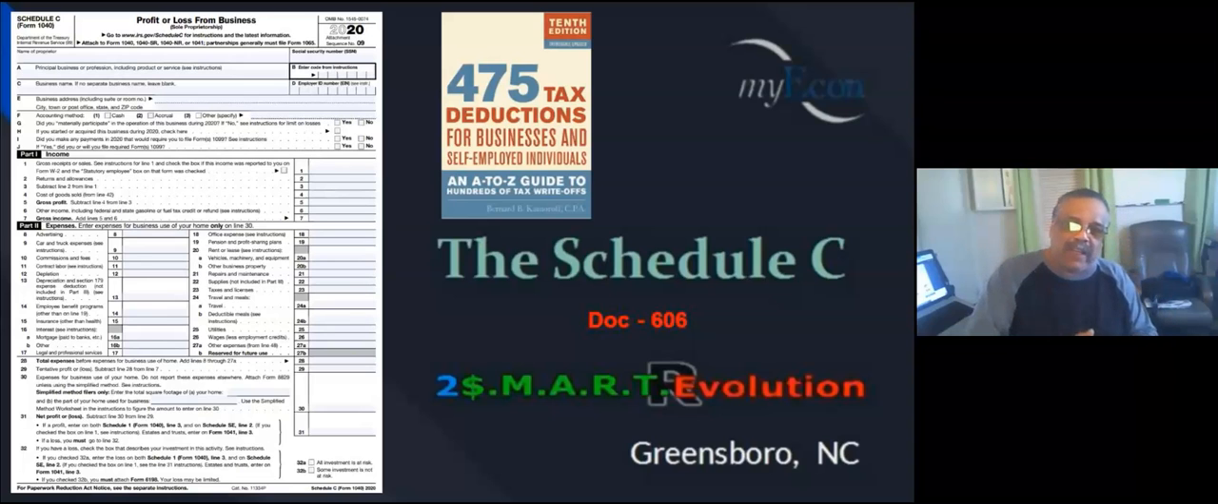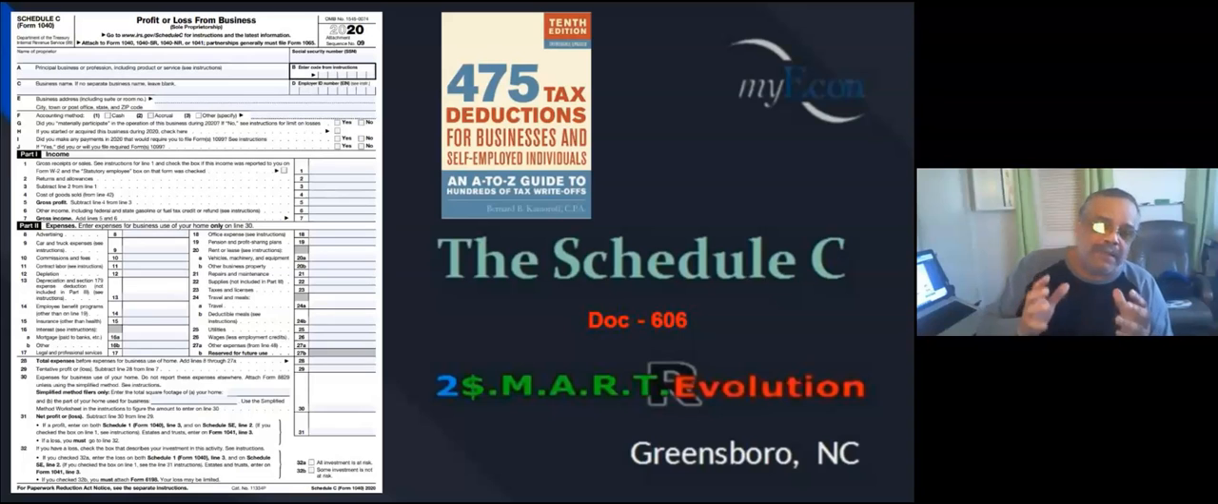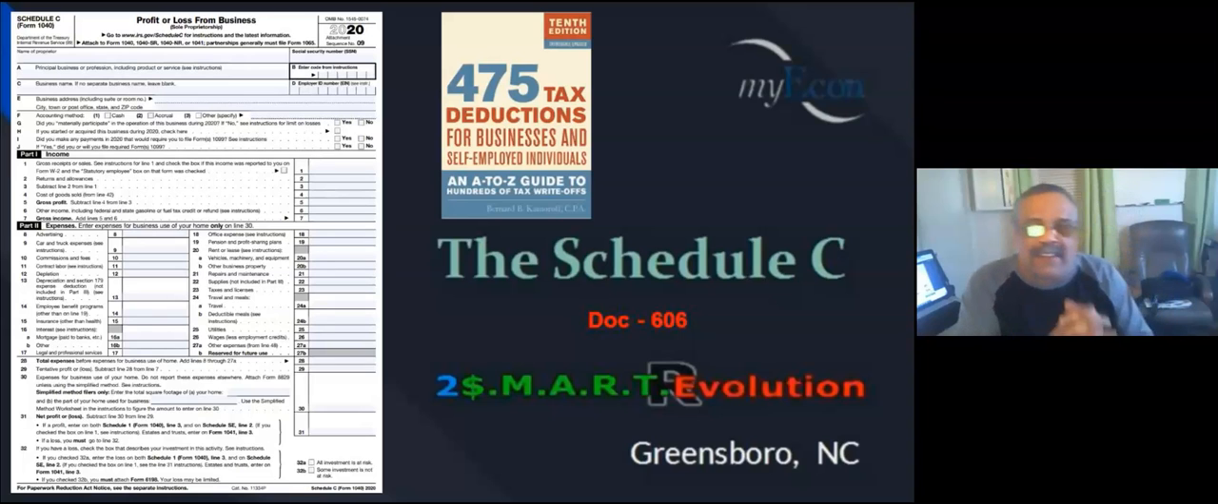But the Schedule C does not only go for MyEcon. It's any business. Any business that you start, you are entitled to 475 tax deductions. And if you see that, it says for businesses and self-employed individuals. It doesn't say anything about an employee. You're entitled to these deductions when you own a business and you have the capability of using a Schedule C.